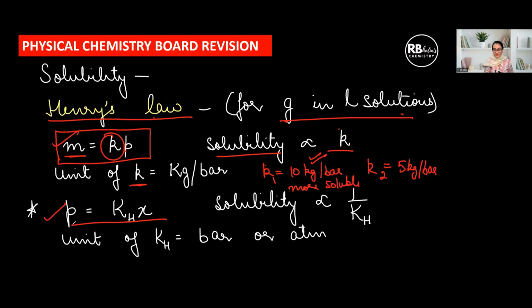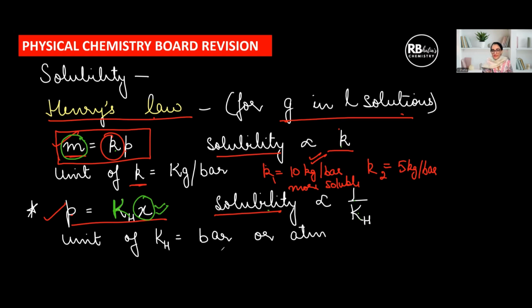Now, there's a second formula given in your book, P is equal to KH chi. In this case, solubility is expressed in this formula by M and in this formula by chi. Solubility is inversely proportional to chi, and here it is inversely proportional to KH. In this case, it is directly proportional to KH.